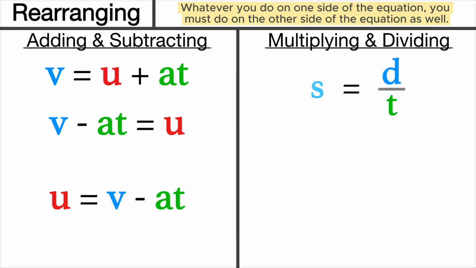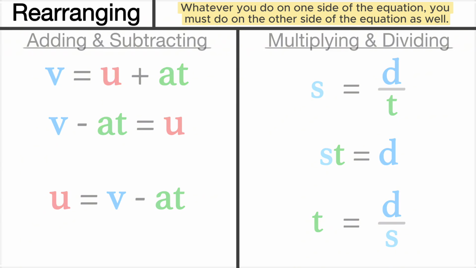Here's another example. To make t the subject, start by multiplying both sides by t. This eliminates the fraction on the right hand side, leaving the equation st equals d. Now divide both sides by s to isolate t. t equals d over s.